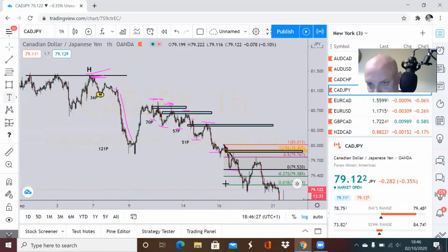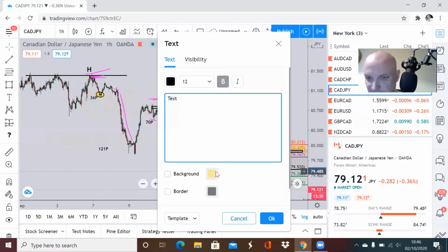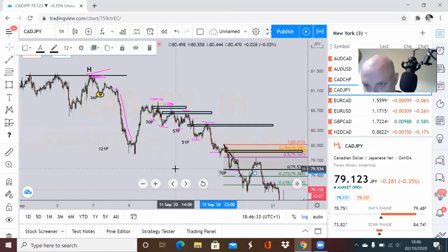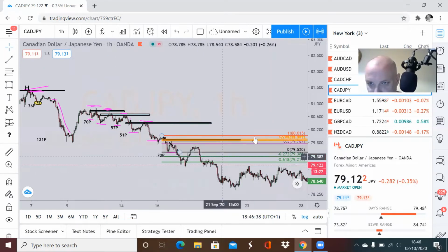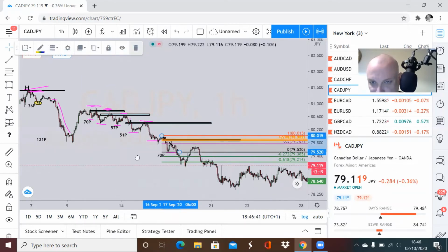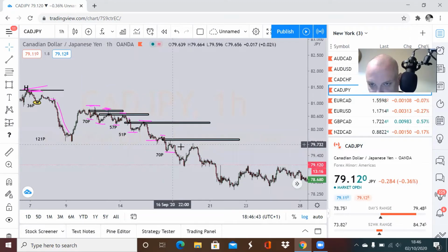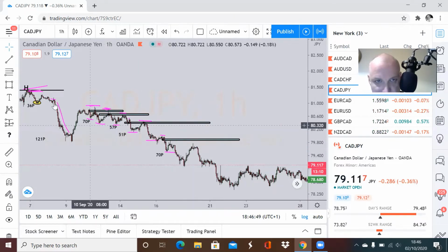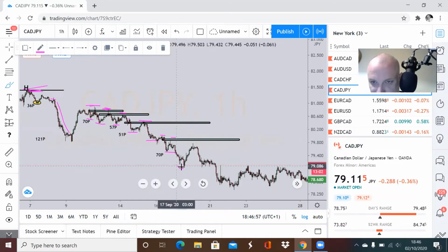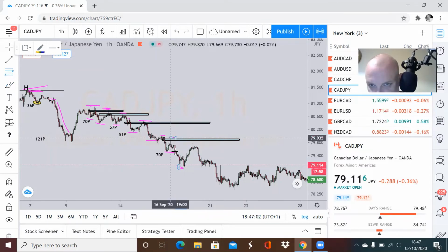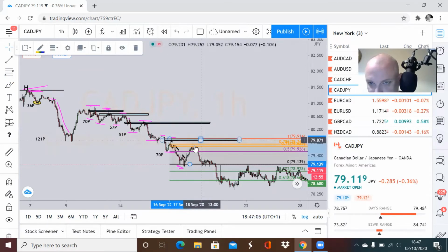Okay, that was a 70 pip move, and there's still more to give, to be fair. Get rid of that. We've created that high here. Okay, and just created that high there. Okay, on the correction pullback, we've come back down to this area here, not this one, but this one. Pull the fibs out, down to here. Lo and behold, look at this, guys.